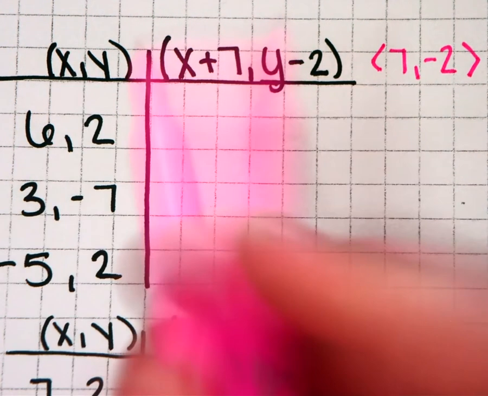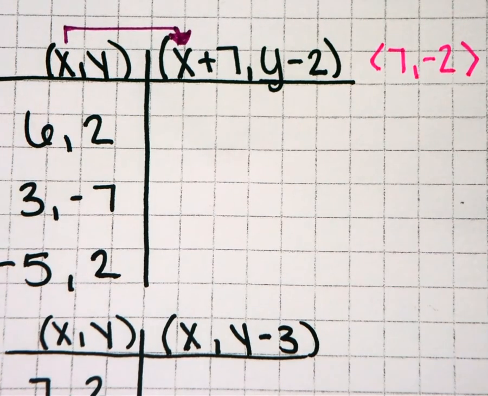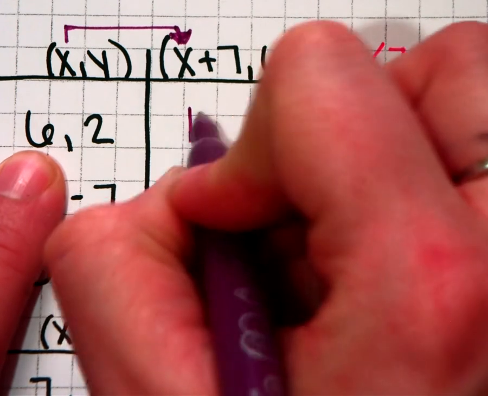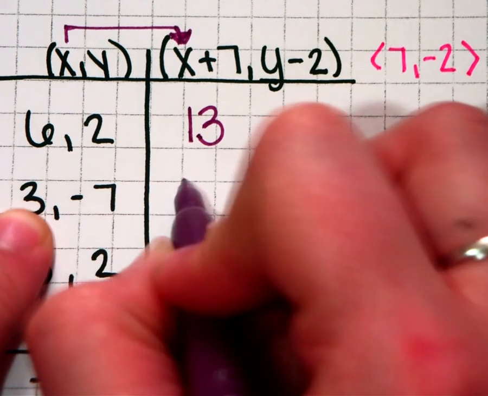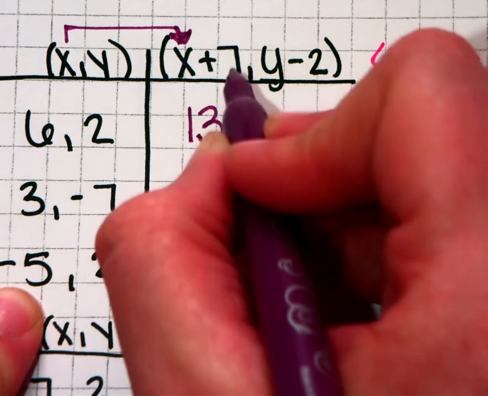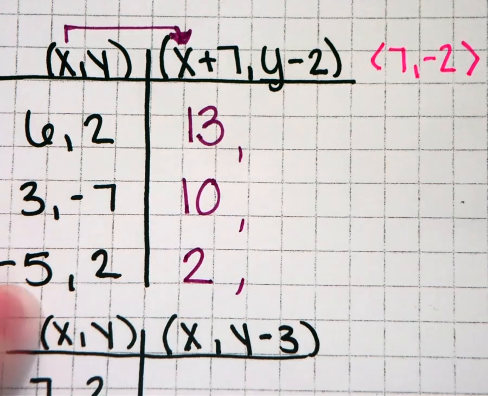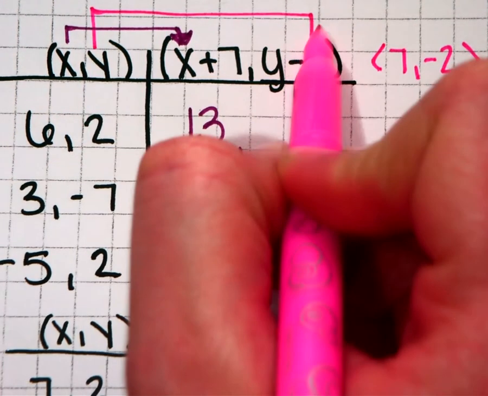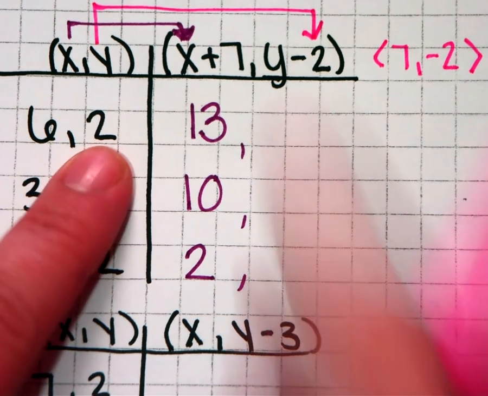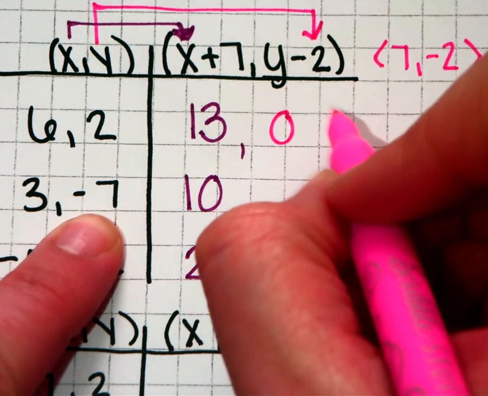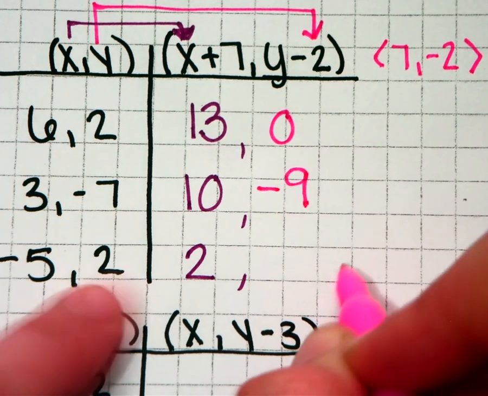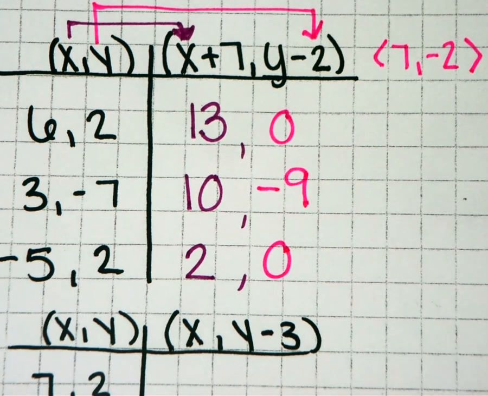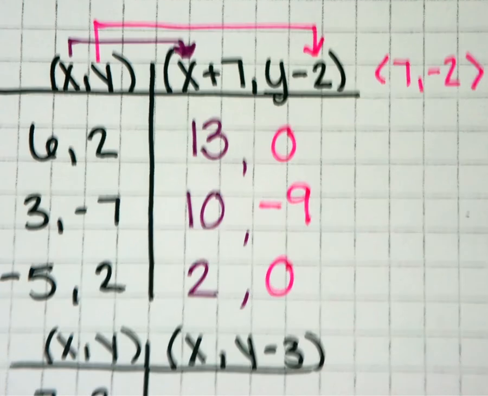You're going to take all those x values and just add 7 to them. All x values are plus 7. So 6 plus 7 is 13. 3 plus 7 is 10. Negative 5 plus 7 is 2. I like to do these vertically, go through all your x's first, and then it's a little easier to transition into your y's. So now all of your y values, you're going to subtract 2. 2 minus 2 is 0. Negative 7 minus 2 is negative 9. And 2 minus 2 is 0. So these are just basic addition and subtraction.